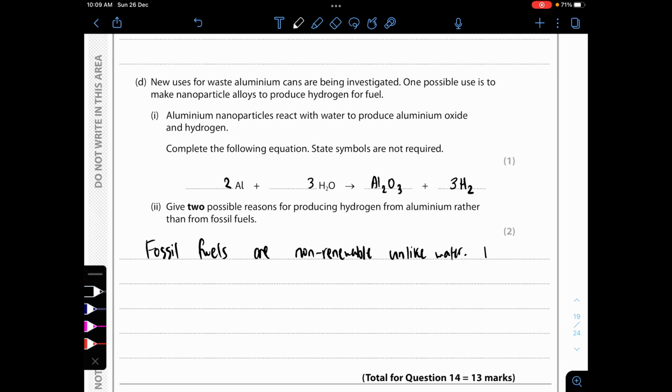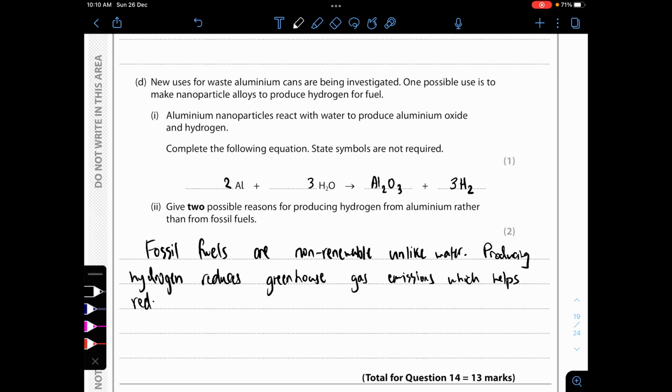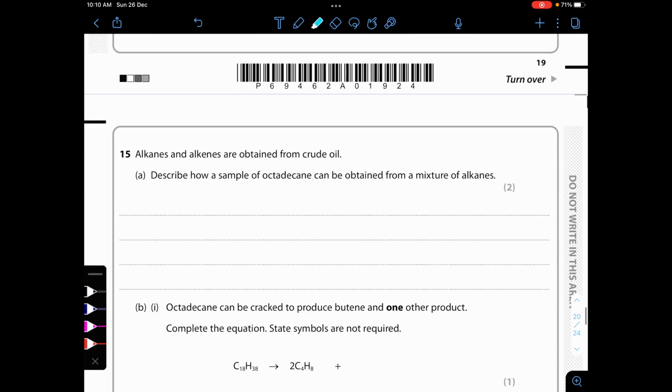What does it do to the environment? We know that producing hydrogen instead of burning fossil fuels, so producing hydrogen this way reduces what? Reduces greenhouse gas emissions, right? And how is this helpful? It's helpful because it helps reduce global warming. That's all I need to talk about. Okay, so the two marks are non-renewable, unlike water, and it reduces greenhouse gas emissions, which in turn helps reduce global warming. Pretty straightforward.